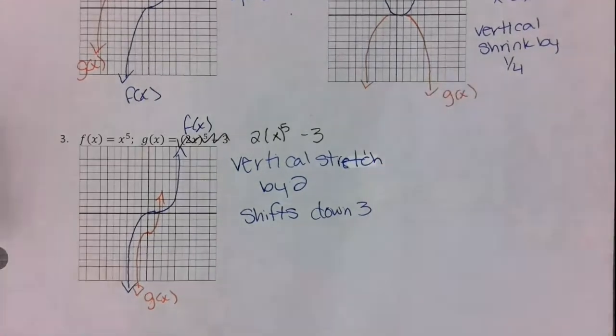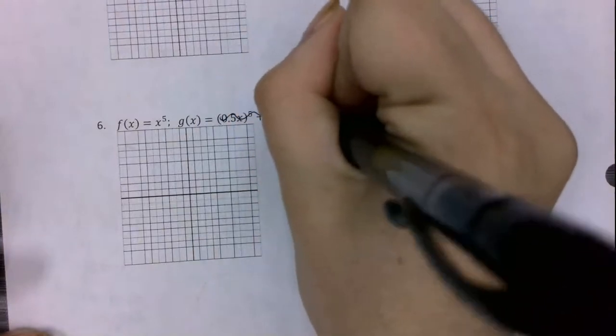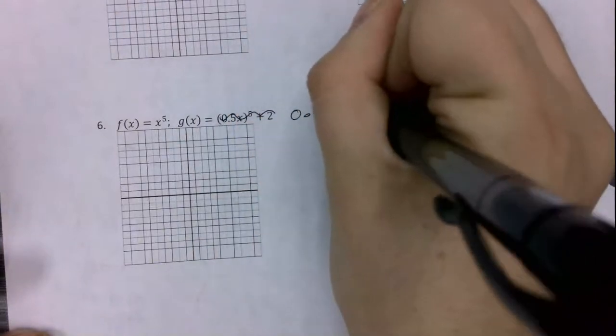I have a typo on the back too. On number 6, it should be 0.5 parentheses x to the 5th plus 2.